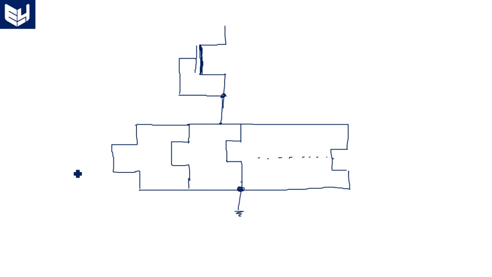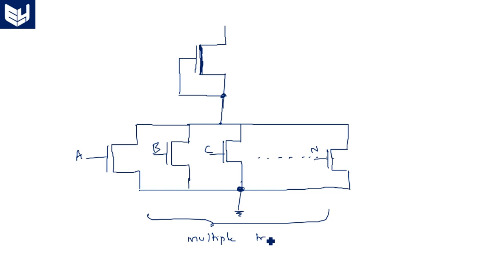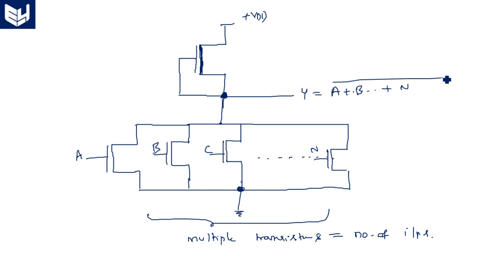Okay, and all these are in parallel. This is ground. Now we have here input A, input B, input C, and so on. We have n number of inputs. So here we have multiple transistors equal to the number of inputs. And always, whatever may be the realization, the output is taken from the center of these two transistors. Y is equal to (A plus B plus and so on N) whole bar. That is nothing but NOR realization.